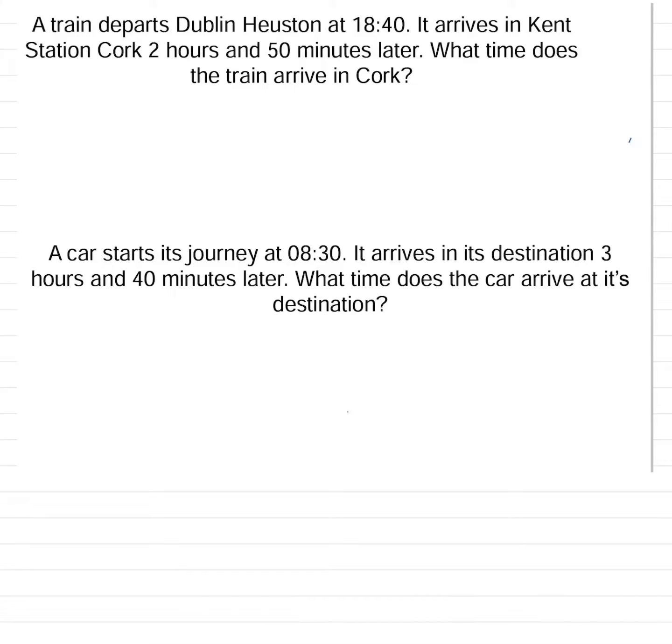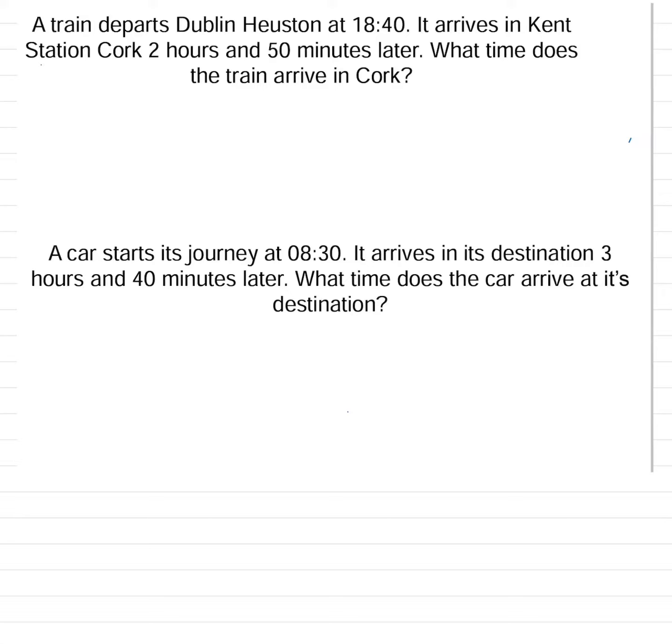In this video, I'm going to be going through with you some common time problems. So in the first question here, a train departs Dublin Euston at 6:40. It arrives in Kent Station, Cork, 2 hours and 50 minutes later. What time does the train arrive in Cork?